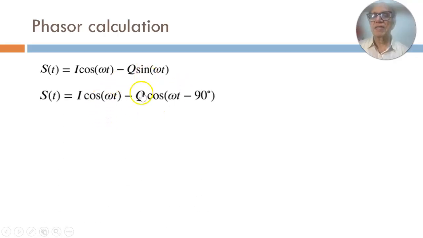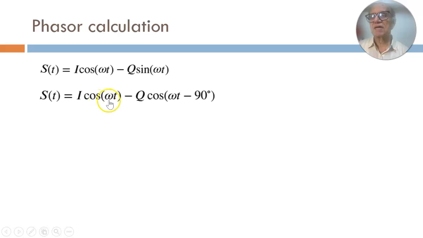Now Q sin omega t can be written in terms of cos. The reason we write it in terms of cos is because whenever you want to write the phasor equation, you have to choose one reference waveform, and we are choosing cos as our reference. Therefore, we convert sine first into a cosine, and then we can write our phasor equations.